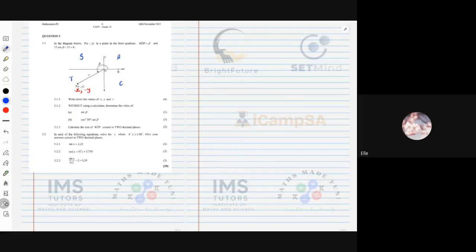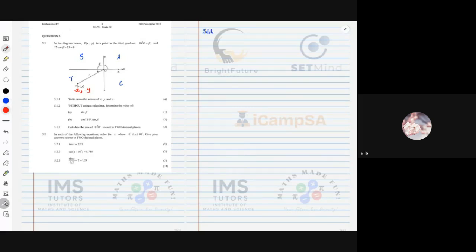Reflex ROP is equal to beta, and 17 cos beta plus 15 is equal to 0. Write down the values of x, y, and r. Let's go ahead, guys.